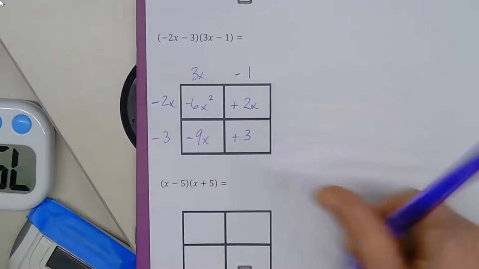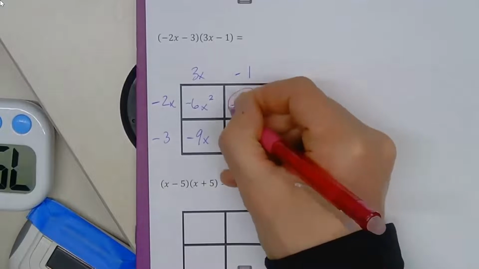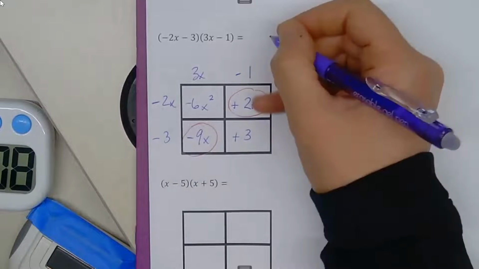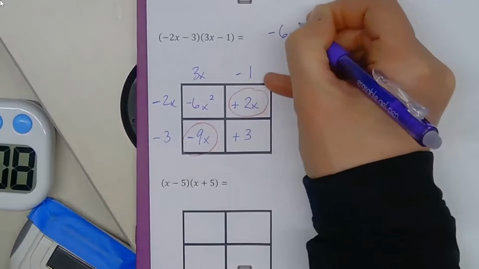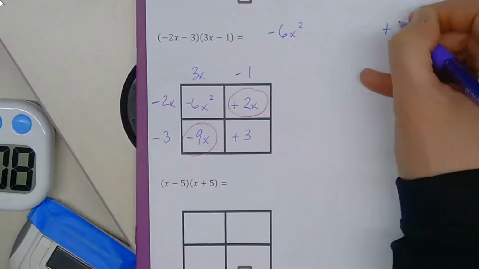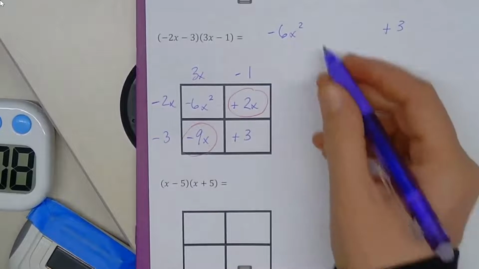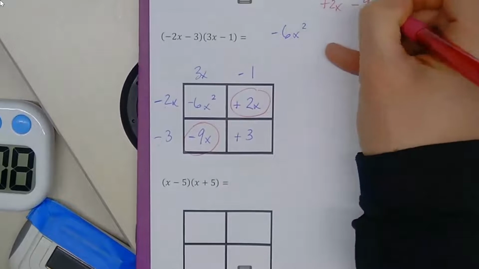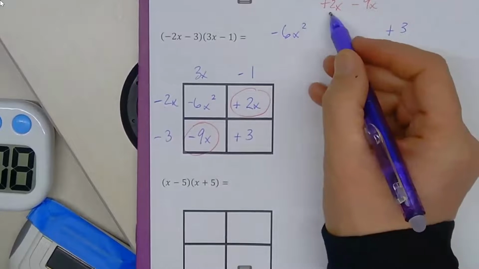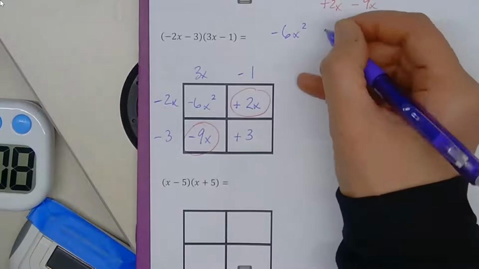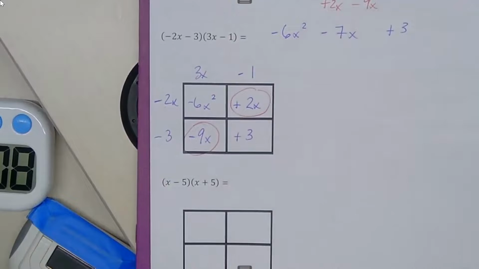So just like before, I have 4 terms, but 2 of them can be combined. So I'm going to have negative 6x to the second power. And then over here, I'm going to have plus 3. And the thing that comes in the middle is going to be plus 2x minus 9x. So positive 2 minus 9 is negative 7. So this part is minus 7x, like that.